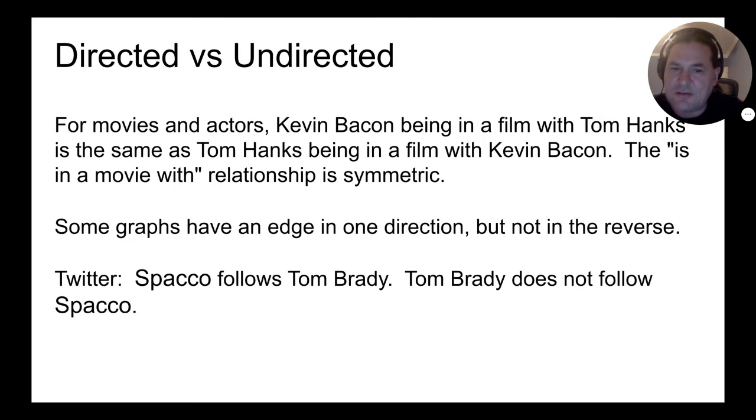There's also directed and undirected. So, if Kevin Bacon's in a film with Tom Hanks and Tom Hanks is in a film with Kevin Bacon, that's a symmetric relationship. This is kind of like in Facebook, if I'm your friend, then you're my friend. But some graphs are one direction, not the other direction. For example, Twitter's like this. I might follow Tom Brady, but Tom Brady's not going to follow Spacco. He's not going to follow me. That's just not a thing that's going to happen.